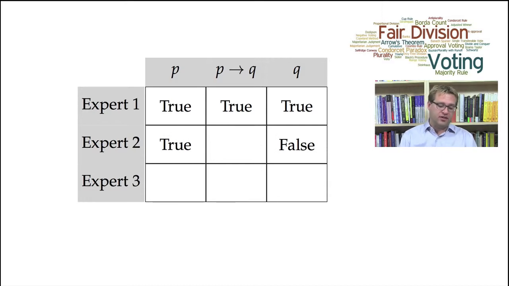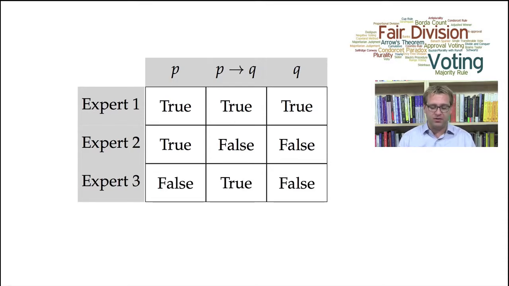Expert 2, let's say, judges P to be true and Q to be false. Well, according to the laws of classical logic, that means expert 2 has to judge P implies Q to be false. And finally, expert 3 judges P to be false, P implies Q to be true, and also Q to be true. Of course, classical logic is not constraining expert 3 in his judgment about Q. He can judge Q however he sees fit because he judges the antecedent of this conditional to be false.